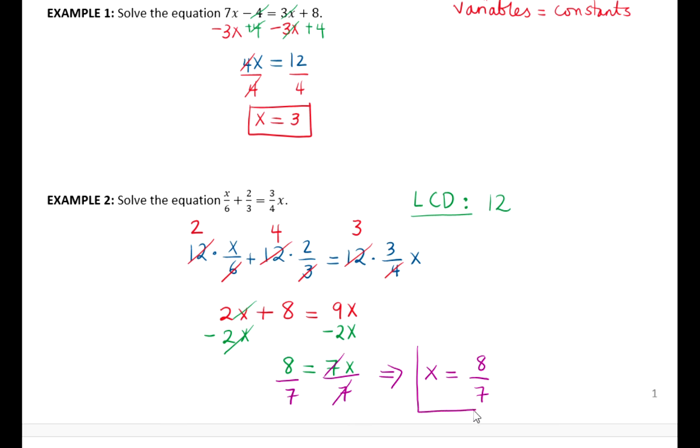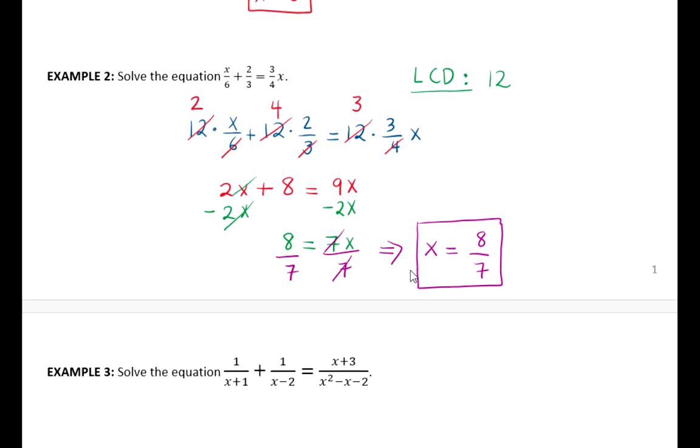Again, you don't have any restrictions on x because there are no fractions. Look at this example: you definitely know that x can't be 2. When I say a restriction, that's what I mean. x can't be 2 here, x can't be -1 here. But in here, you don't have any fractions where the denominator is x or includes a factor of x. So you can check it, but you don't really have to. So 8 over 7 is the solution to this problem.